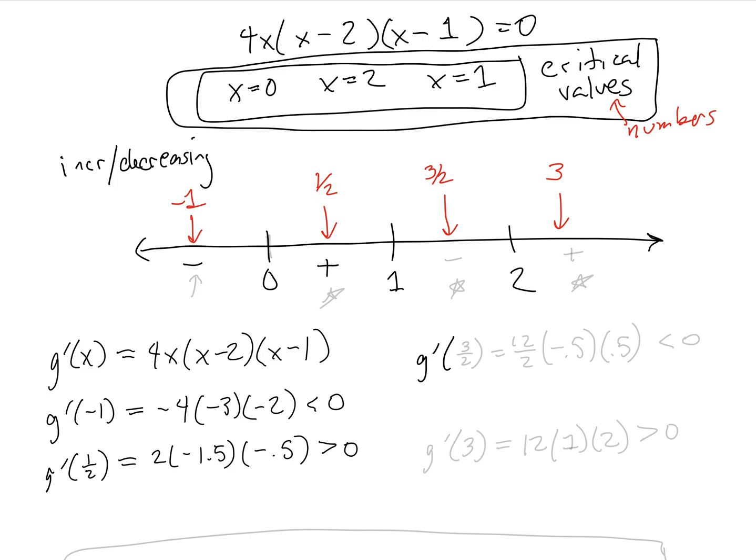G prime of 3/2, that's 4 times 3/2, that's 12/2, times 3/2 minus 2, that's -0.5, times 3/2 minus 1, that's a positive 0.5. And so that gives us a number, but more importantly, it gives us a negative number. It's less than 0, it's one negative. And lastly, g prime of 3 is equal to 4 times 3, that's 12, times 3 minus 2, that's +1, times 3 minus 1, that's +2, and that is greater than 0.